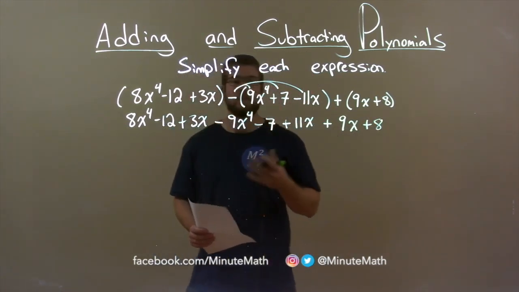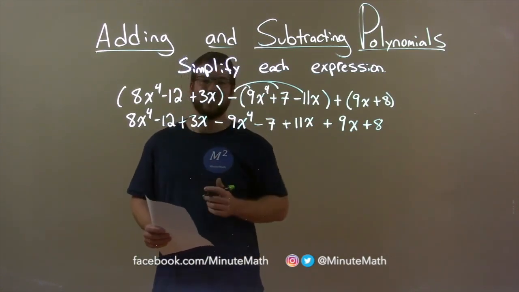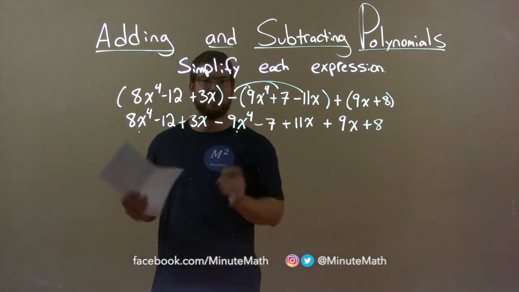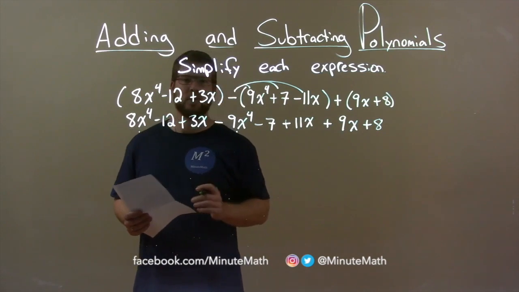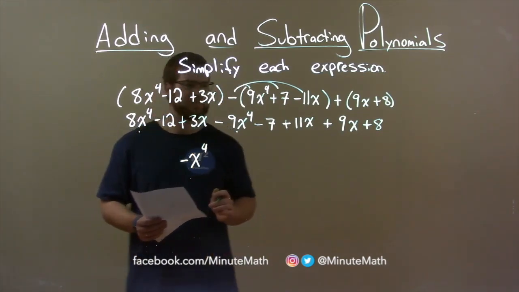Now I want to combine my like terms. Start with my highest degree. Highest degree I see is to the 4th power. Got a dot there, dot there. I use a dot to show that I've used that term. And 8x to the 4th plus 9x to the 4th is a minus 1x to the 4th. Okay?